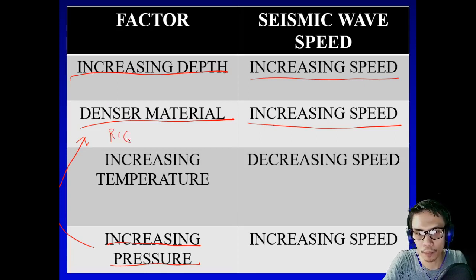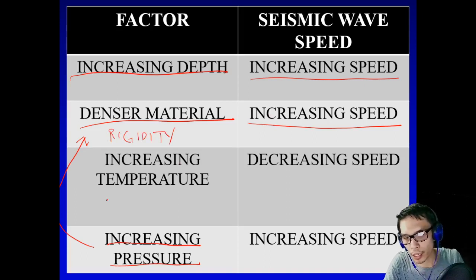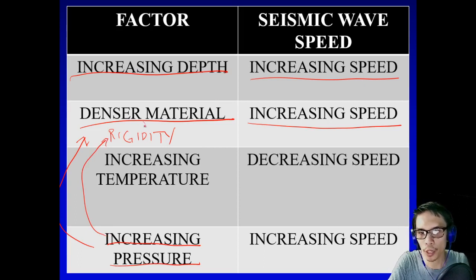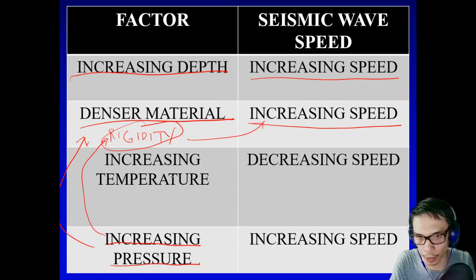Let's also include the rigidity of the material. The material is more compact where there is greater pressure. So the more rigid the material, the higher the speed of the seismic wave.